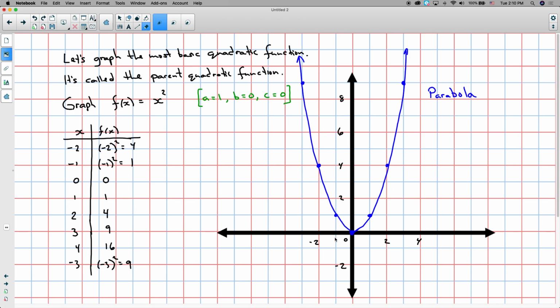All right, so I need to bring in some vocabulary words, and they will enable us to sort of understand directions as we progress. So let's talk about this point. There, that has a name, and it's called the vertex. And the vertex on this one is 0, 0. It is not always 0, 0, but in this case, the vertex is at 0, 0.